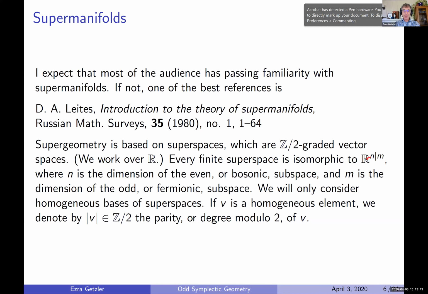Okay, so there's a superspace. The n before the bar indicates the number of even, or a physicist would say bosonic, variables, and the m denotes the dimension of the odd part of the superspace, or the fermionic part. Whenever we have a basis of a superspace, it'll be homogeneous. It'll be some set of even elements and some set of odd elements. If v is a homogeneous element of a superspace, I'm going to use the absolute value sign to denote its parity, which is 0 or 1, depending on whether it's bosonic or fermionic. Okay?